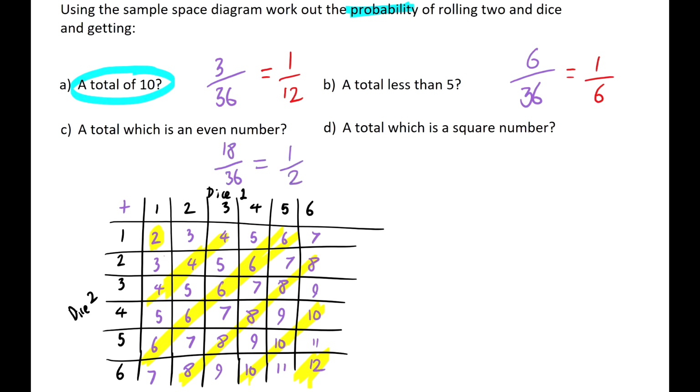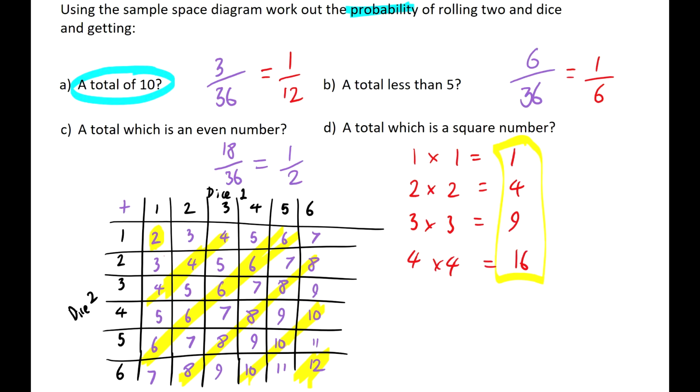Lastly, part D, slightly harder. We want a total which is a square number. Square numbers you should know. They're numbers you get from timesing a number by itself. 1 times 1 is 1, 2 times 2 is 4, 3 times 3 is 9, 4 times 4 is 16. So we're looking for these numbers here because they are my square numbers. So let's see if we can find any of them on here. Yeah, I've got 4. 4 is a square number. There's no 1s. I've got some 9s. 9s are square numbers. And there are no 16s. And anything else, 5 times 5 will be bigger than this, so also won't be on my list.